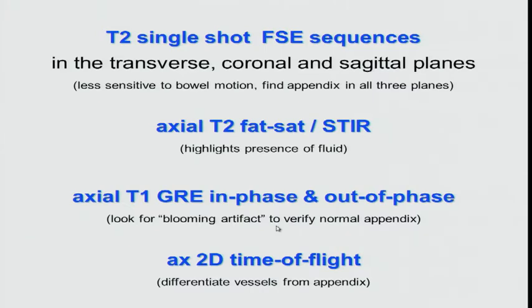So we look on the single shot fast spin echoes in all three planes to try and localize, that's the first step, localize the appendix. Then we look at the fat saturation. And for the first years, the advantage of a fat saturation or inversion recovery sequence is that we're suppressing the bright signal from fat. So any bright signal that's left is going to be edema.